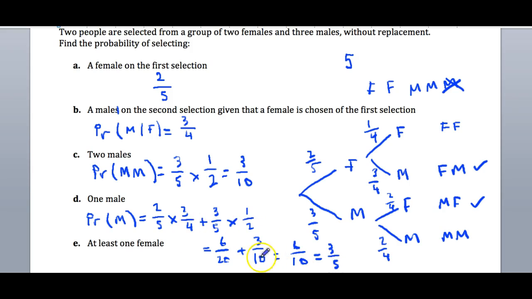Okay, so a little bit of working out for that one. And at least 1 female. So basically, if we want at least 1 female, we want everything except for 2 males. So we've already done the 2 males here. So I can just say, well, it's the complement of that, which is going to be 7/10.